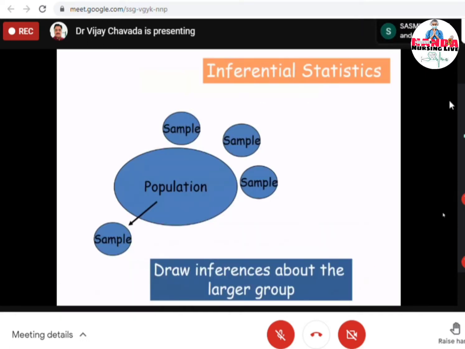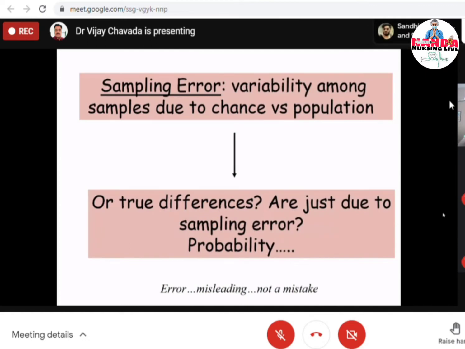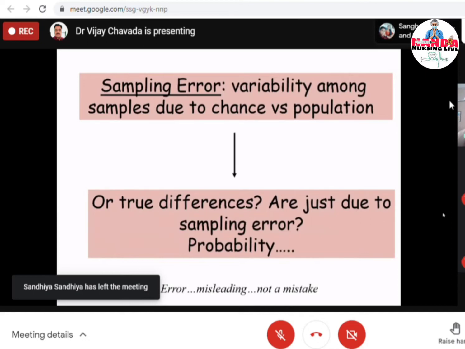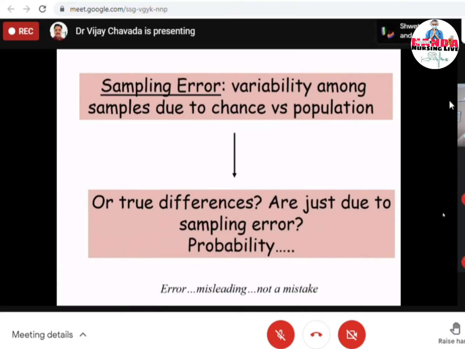Now coming to inferential statistics. Inferential statistics deals with inferences drawn from the sample and generalized to the population from which the sample has been drawn. So in short, it is drawing conclusions and inferences from a smaller sample group. While doing so, we come across what is called sampling error.